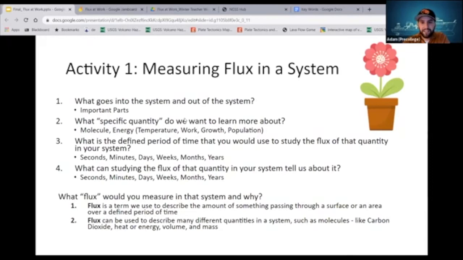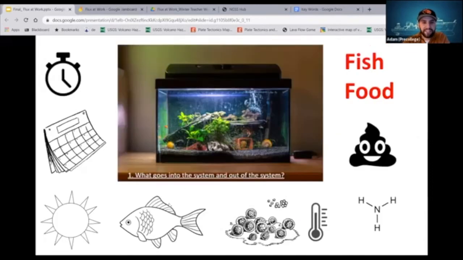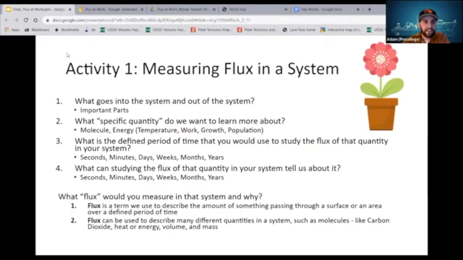All right. So when we're talking about flux in a system, in this activity here, let me move your faces. I've got to find a spot on my screen where I can still see everyone.